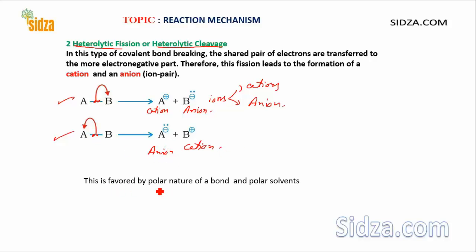Heterolytic bond fission occurs in polar bonds. Okay, so if you have a polar bond, normally it undergoes a heterolytic bond fission, and polar solvents also favor the heterolytic bond fission. Hope you got the concept.